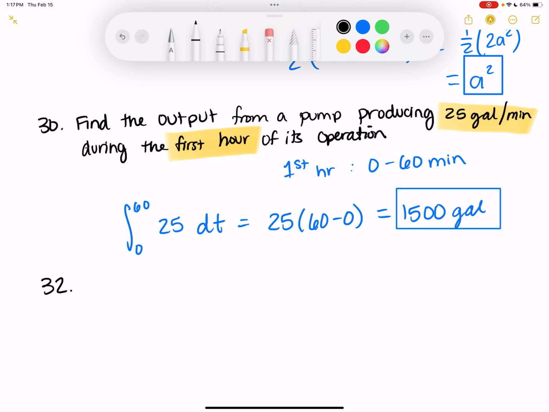Rude. Okay. Find the amount of water lost from a bucket. Sounds like a related rates problem.